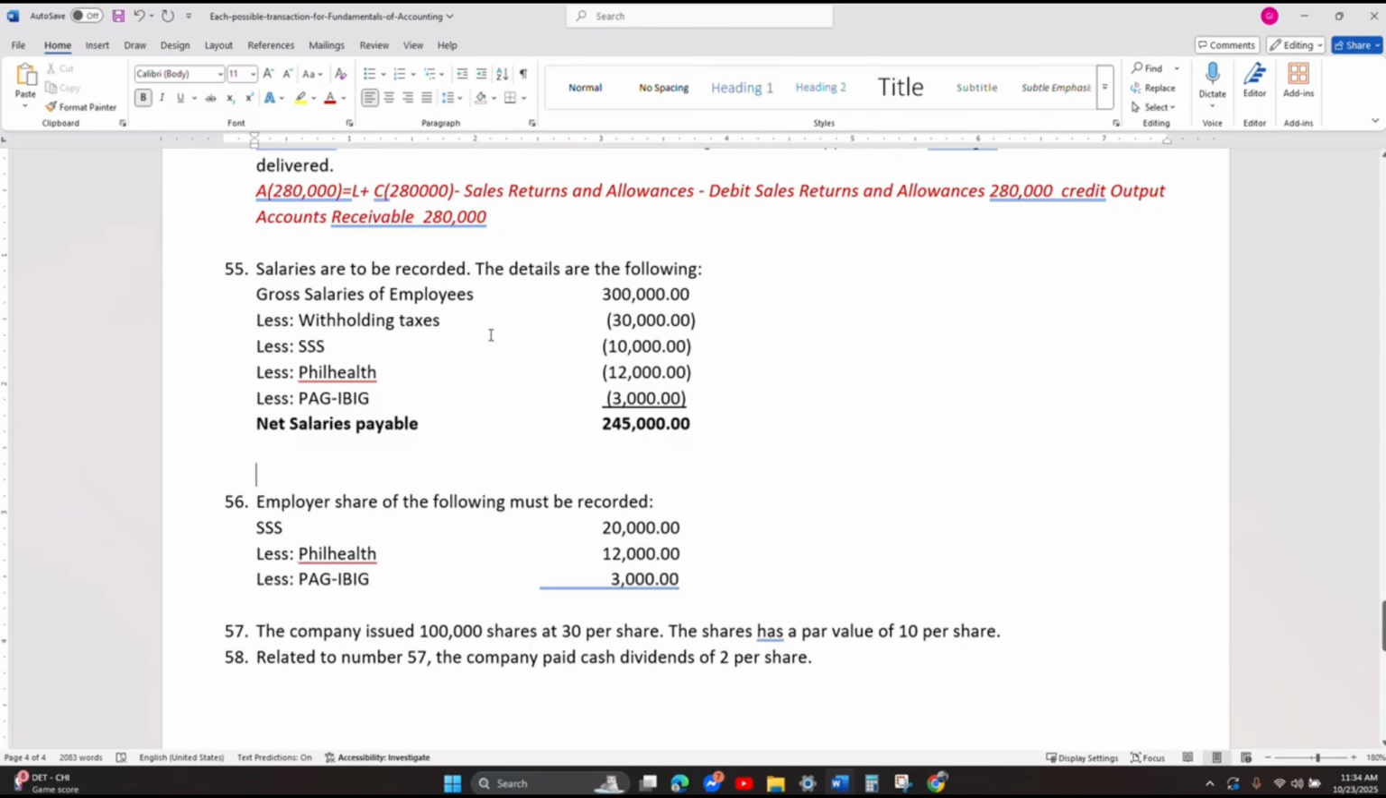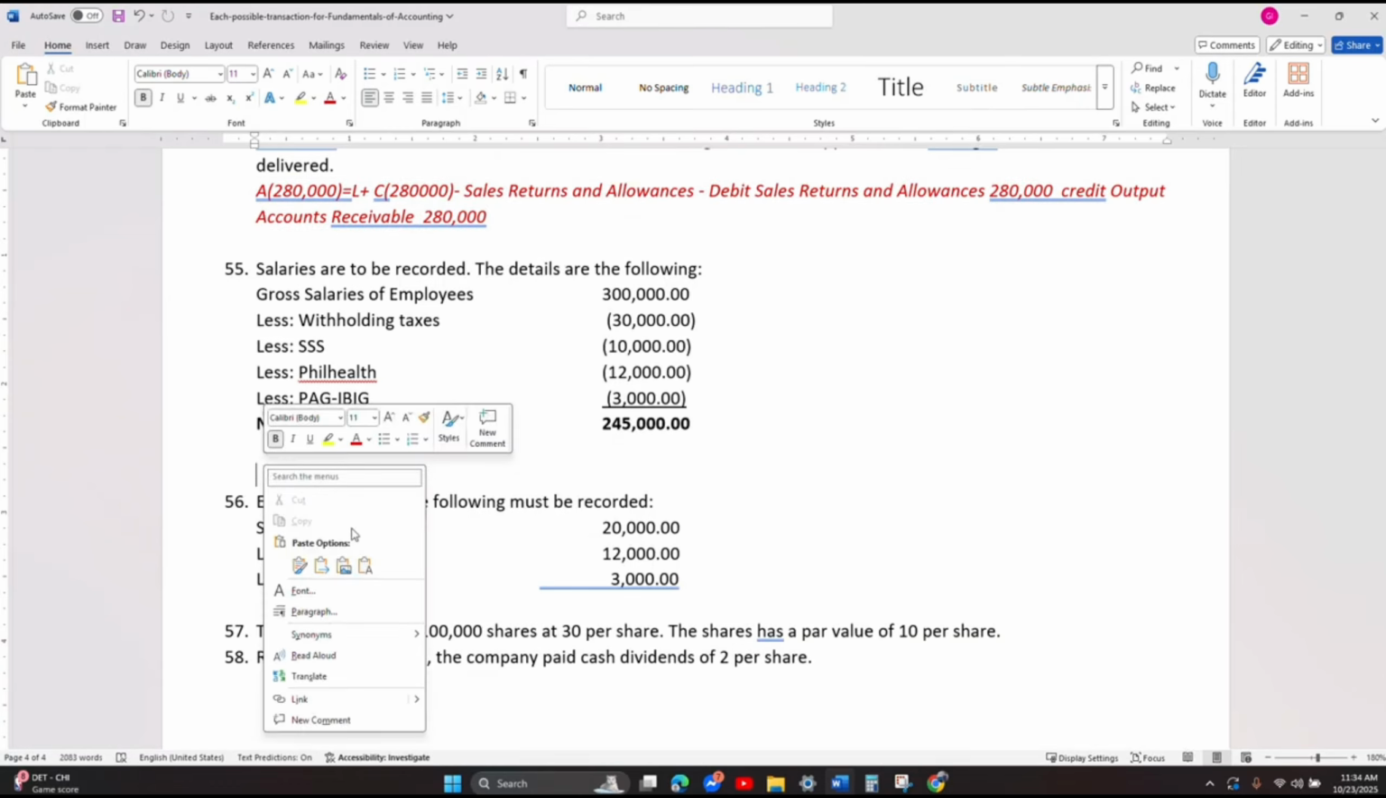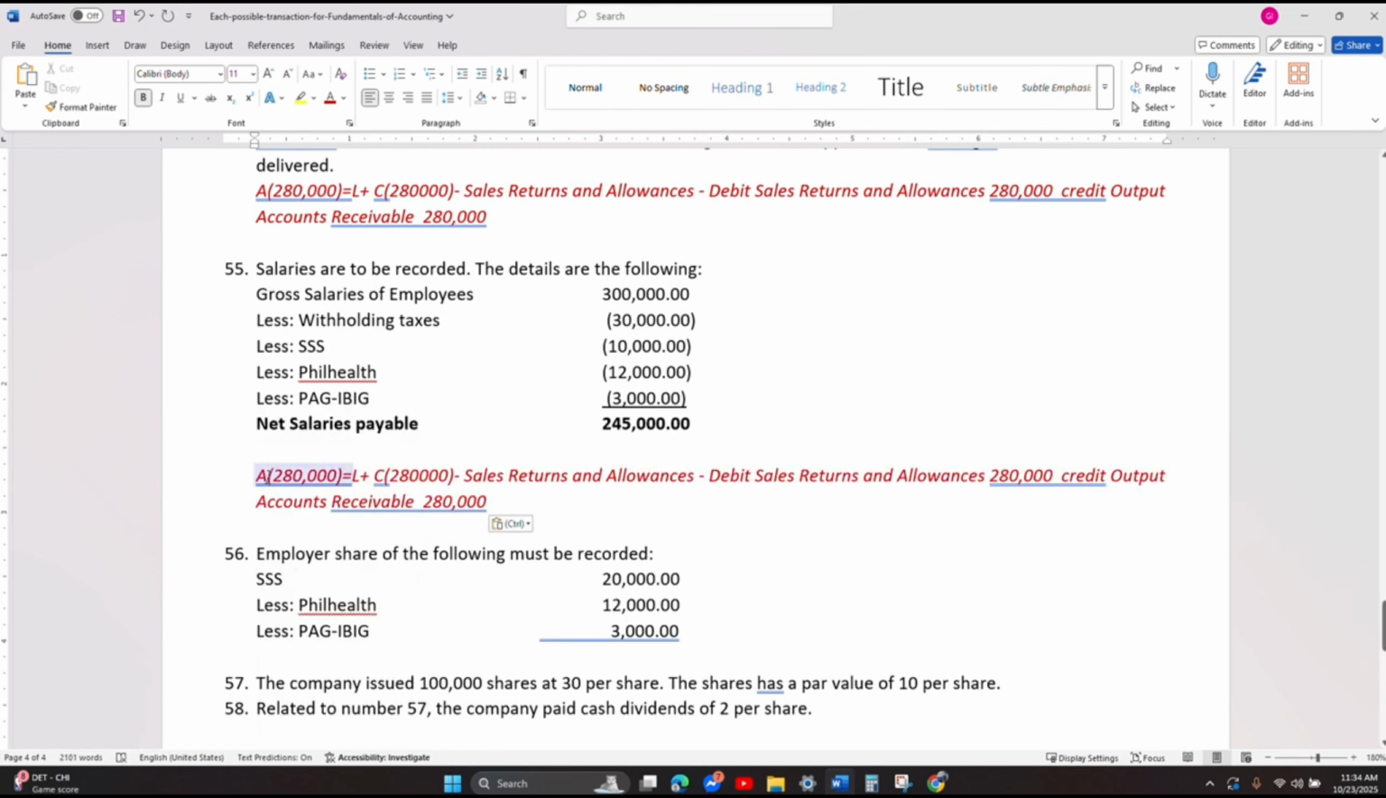So the proper entry for this one is actually, when we analyze first, the A is equal to L plus C. What will happen is that you'll recognize the whole expense of how much. The whole expense is 300,000. The gross one. Okay? So, it's a deduction in the C. And the reason for that is salaries expense. Expenses in general.